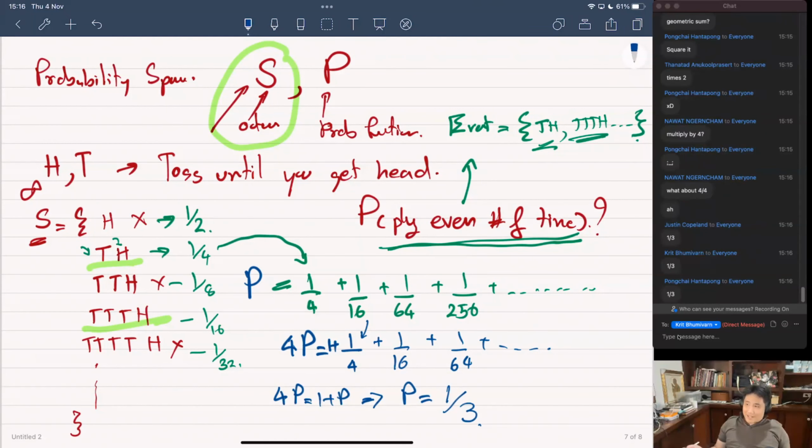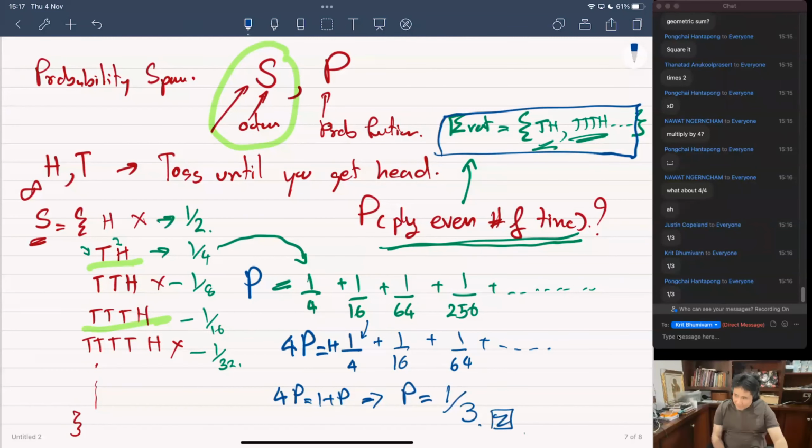So we can calculate the probability of an event. Event is just a fancy word. You don't really need to know that there's a thing called an event, but just that it's the probability of a set of things that you care about. And you can calculate it by adding the probabilities.